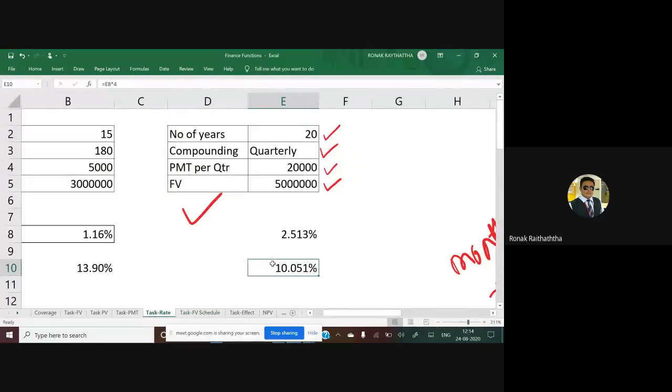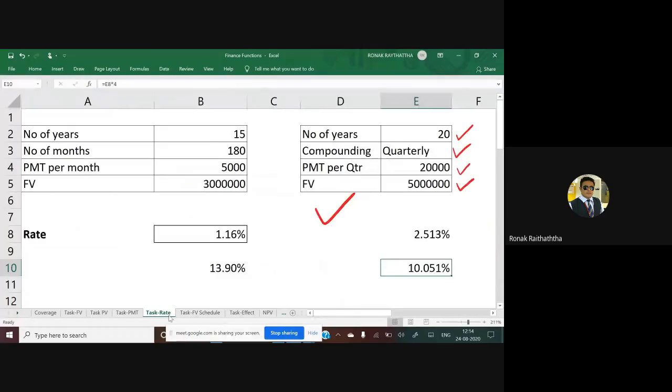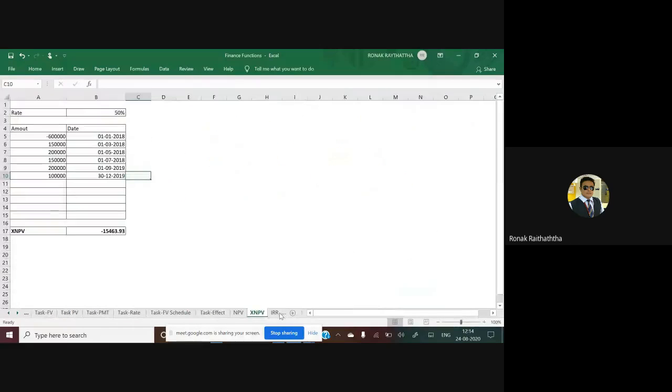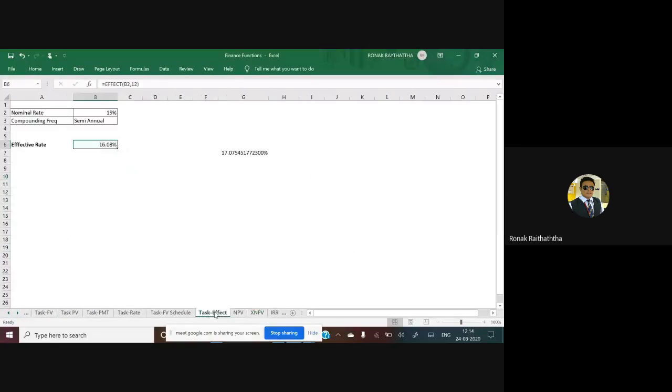So what we have done today is we have completed the rate. We have also completed the FV schedule, but there are a few more concepts remaining.